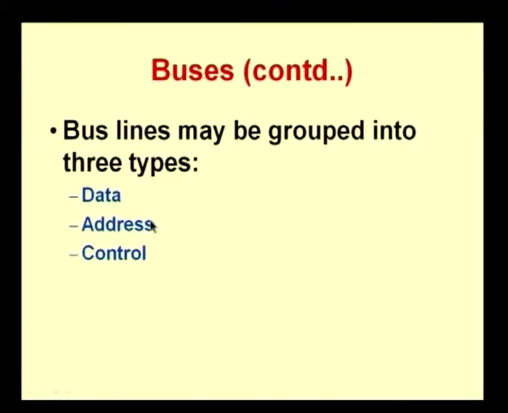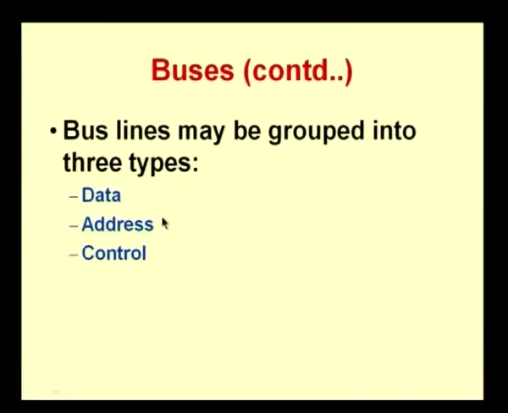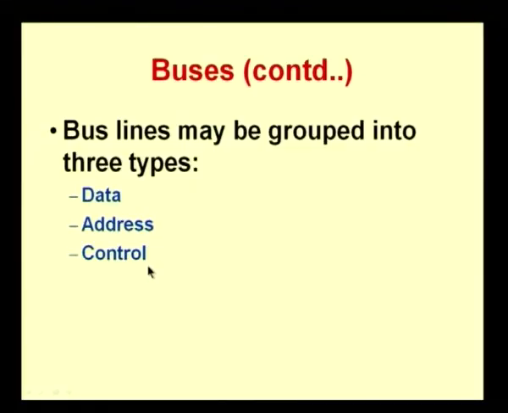Sometimes you could have both data and address as one common line, in which case we say that the address and data lines are multiplexed. So, that is a possibility. You could have one common set of lines which is used to transfer data as well as the address, or you could have separate lines for data and separate lines for address. What we need to really understand is the kind of control signals that are available.